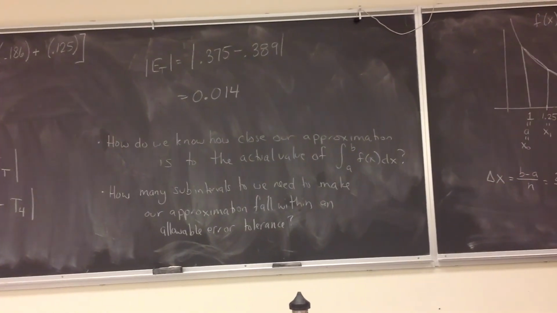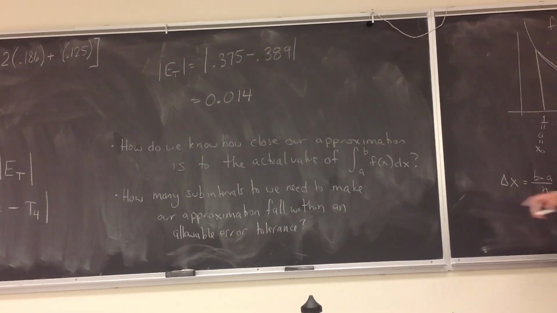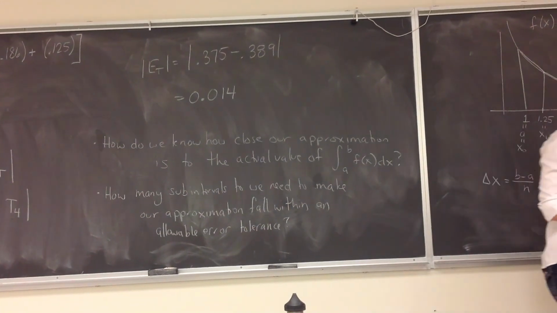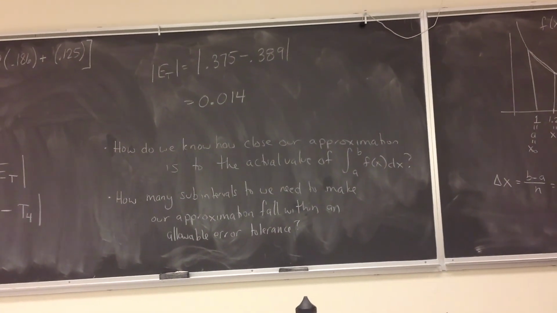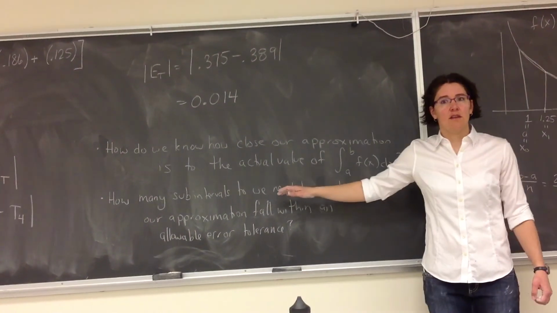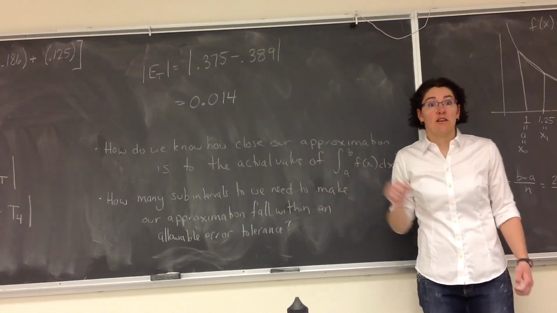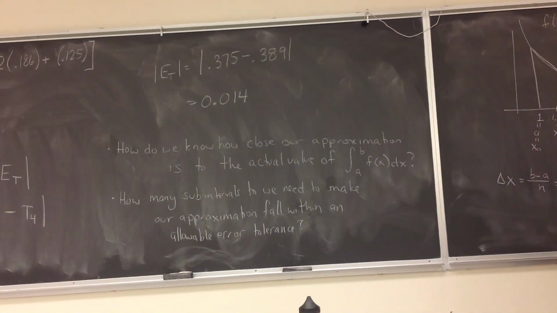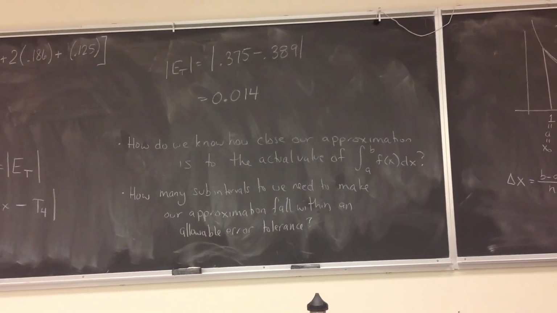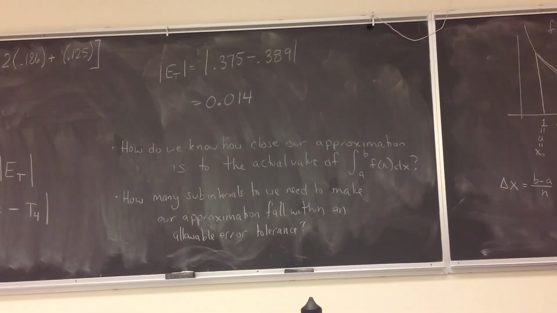The allowable tolerance depends on what you're trying to do. Once you figure out what you're trying to do and what the allowable tolerance is, then we ask, okay, how many subintervals will I need? It turns out we're going to be able to answer that question using an error tolerance formula, which we'll talk about after the spring break. All right, questions or comments on this?